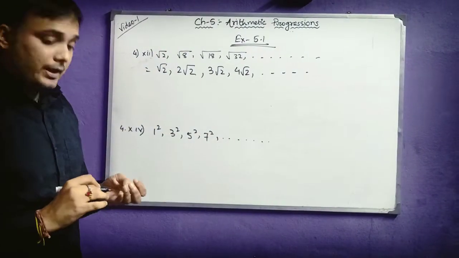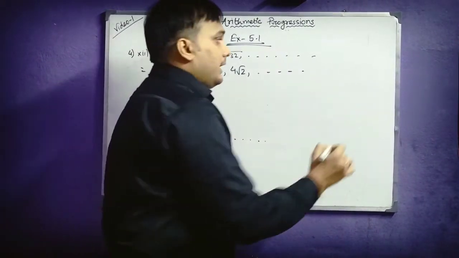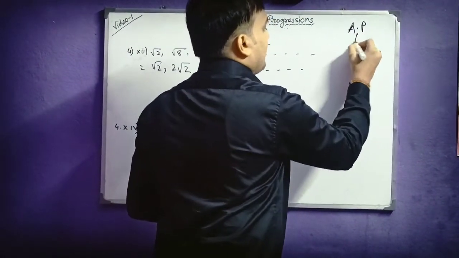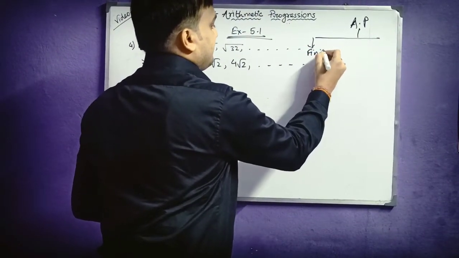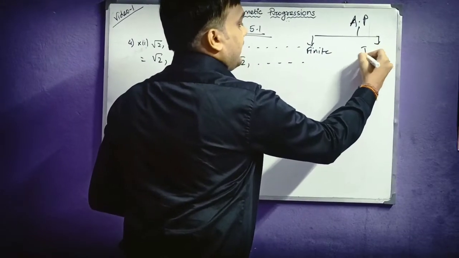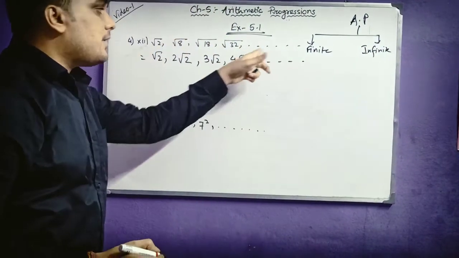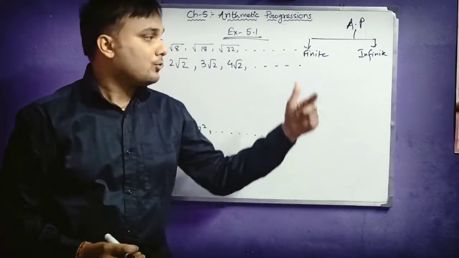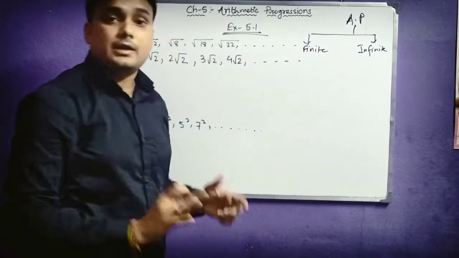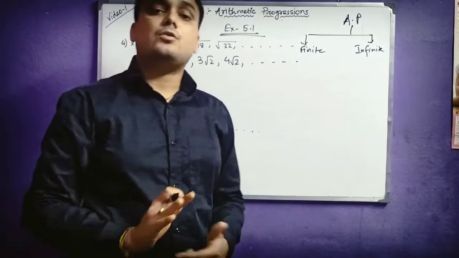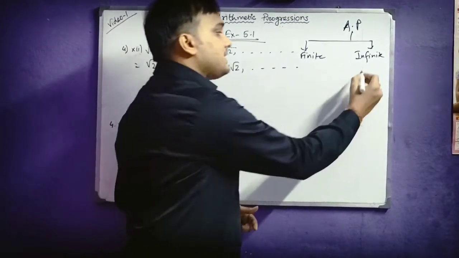One thing I would like to explain, which I have missed actually: there are two kinds of AP. You know what those are? One is finite and the other one is infinite. If the sequence is going on and on, and you don't know the last term, and I am indicating the AP with dot dot dot, that means it is going on and on. We don't know up to where it is ending, so we will call that AP an infinite AP.